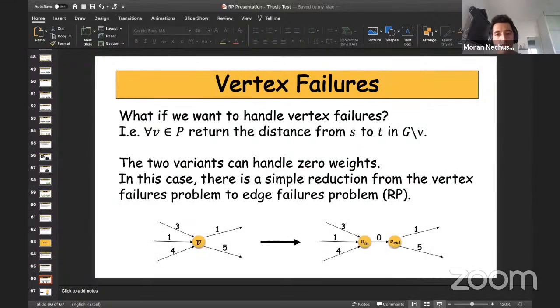And if you want to cope with vertex failures instead of edge failures, then there is a simple reduction, at least for the non-planar case. In the M variant, you can use the reduction of replacing every node V with two nodes, like in the picture. Then if you want to cope with a failure of a vertex V, you can delete the edge that connects V in to V out. And that's it. If you have any more questions.